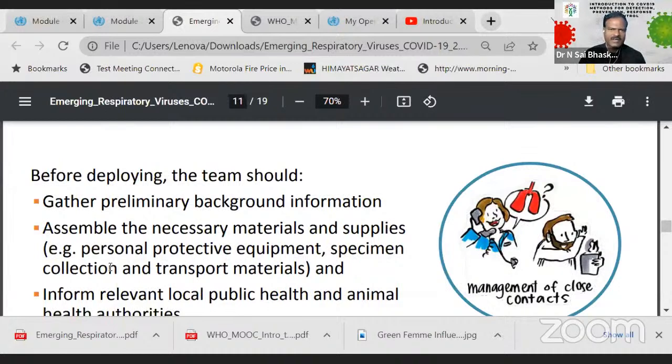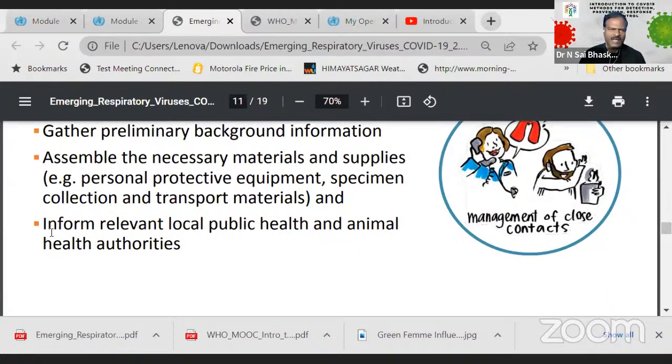So here, necessary materials, equipment, even tablets are also in some.